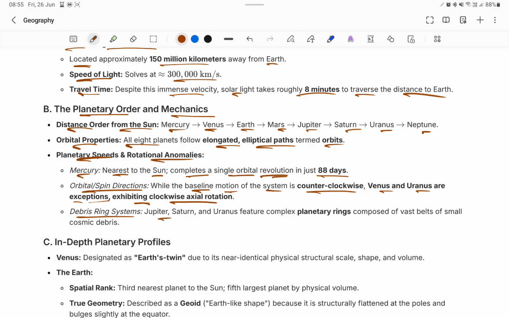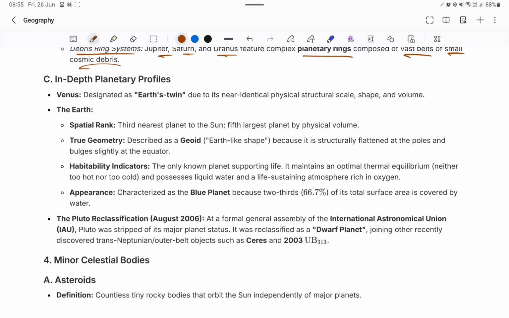Debris ring system: Jupiter, Saturn, and Uranus feature complex planetary rings. Rings are composed of vast belts of small cosmic debris. Next one, in-depth planetary profiles. Venus is called Earth's twin, designated so due to its near identical physical structure, scale, shape, and volume.